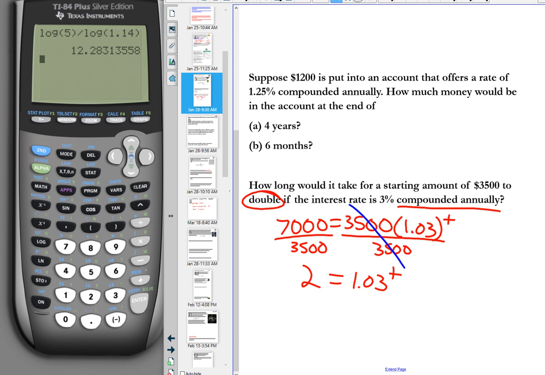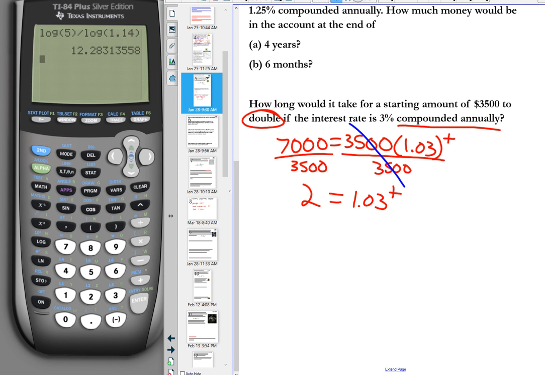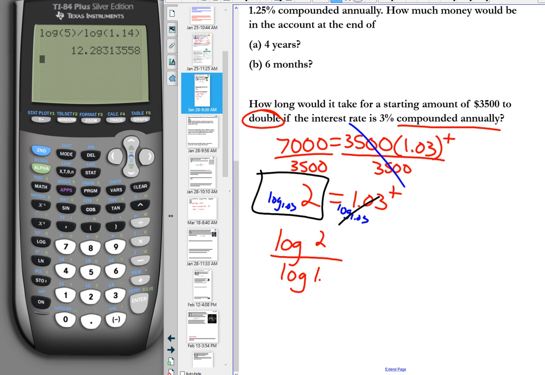How do I remove my base? Take the log on both sides. In this case, I want my log to be base 1.03. So now I would take log base 1.03, and again they cancel out. But the question is, how do I put that in my calculator? That depends on the calculator. Some calculators allow you to type it as you see it, log base 1.03 of 2. That's fine, but if you don't have that, you're going to have to do a change of base, which would be log 2 divided by log 1.03 for the time.